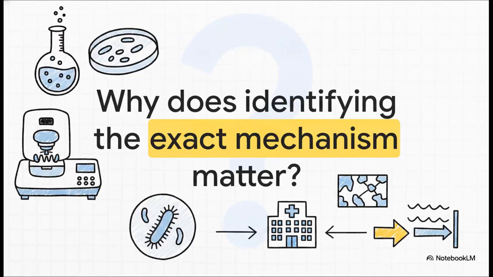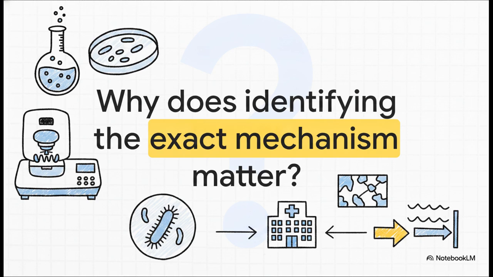Okay, we've gone pretty deep into the lab techniques today, from indicator cephalosporins to mass spectrometry. But let's zoom out for a second and ask, why does identifying the exact resistance mechanism matter so much? Why not just slap a resistant label on it and call it a day? Well, because these microscopic verdicts completely drive macroscopic, life-saving decisions.